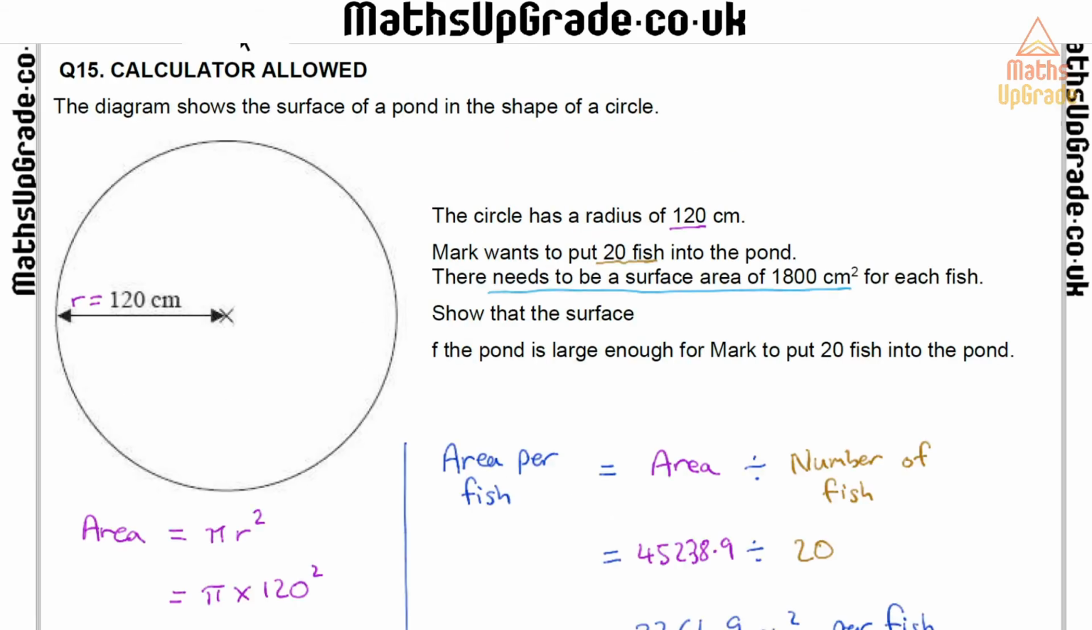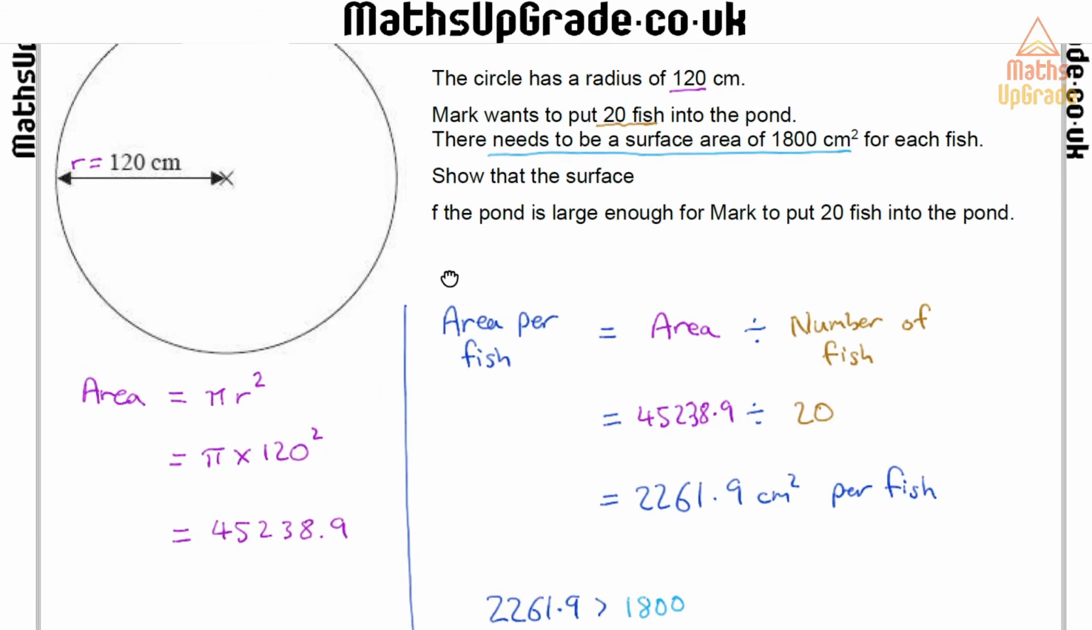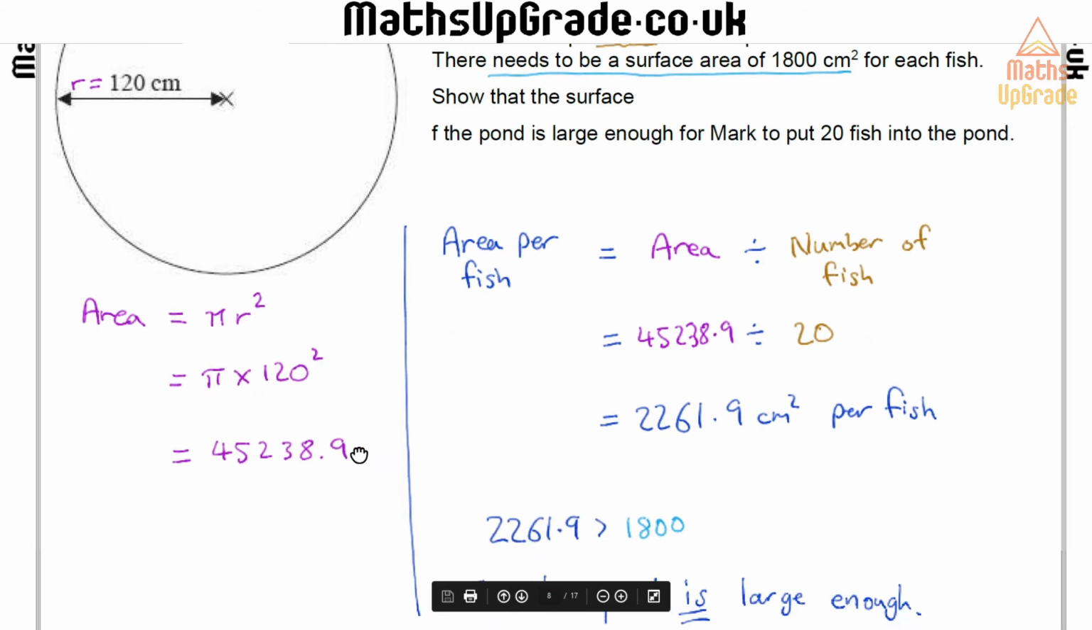Let's do that now. Okay, so let's find the area first. So the area is given by pi r squared. So pi times 120 squared, which is 45,238.9. Okay, so that's the area of the whole pond. It seems like a big number, but remember it's in centimeters squared.